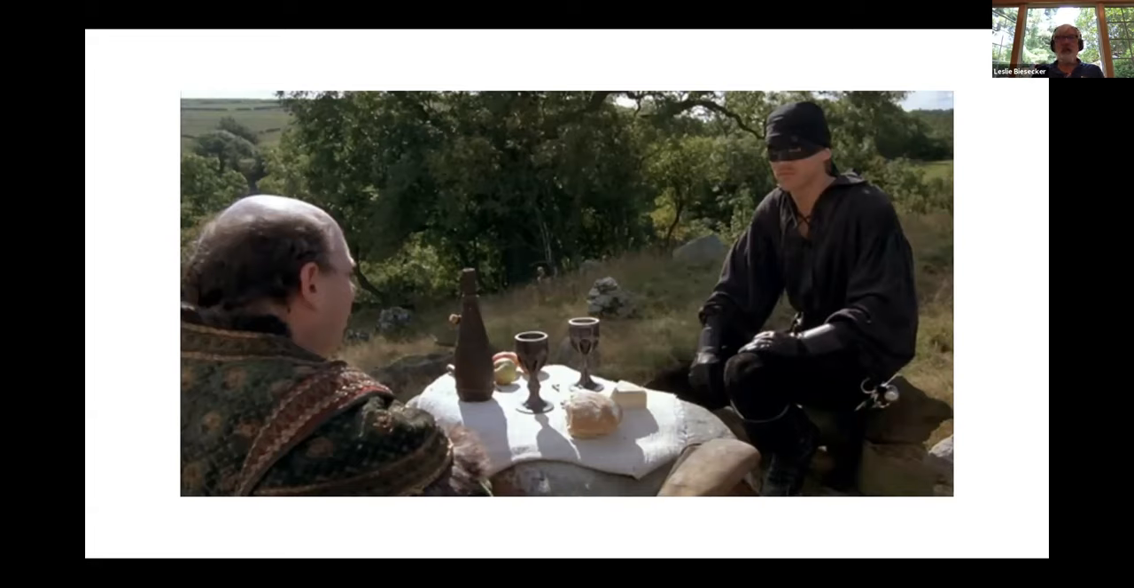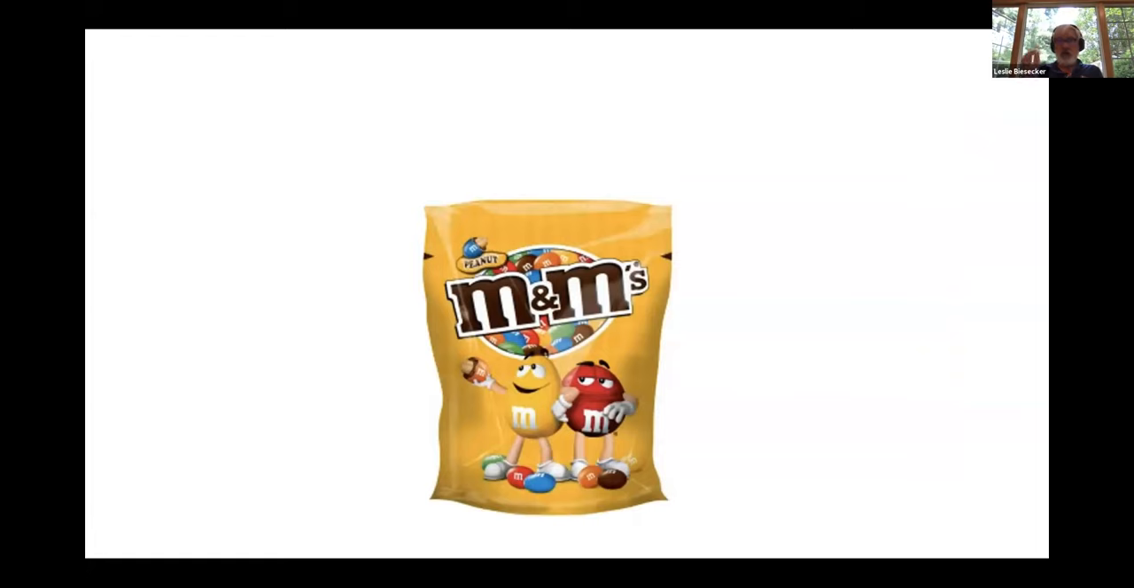This is very similar to the problem from The Princess Bride with Vizzini and Wesley, who's otherwise known as the man in black, who has to pick one of the two goblets, and one of which is poisoned, and he has to reason his way through doing that. We're going to do that. I won't ask you to choose between a goblet with poison and without. I'm going to ask you to pick amongst two bags of M&Ms.